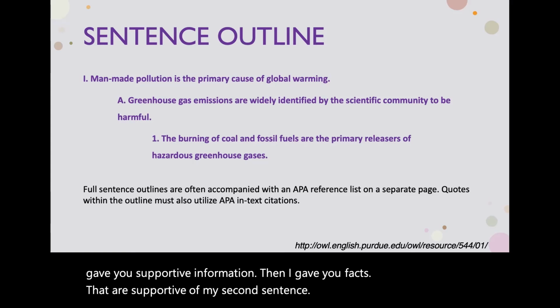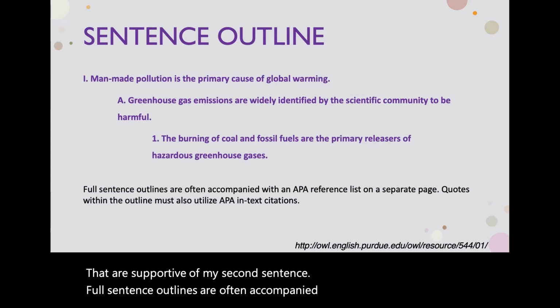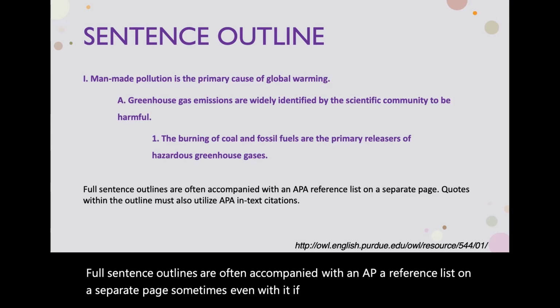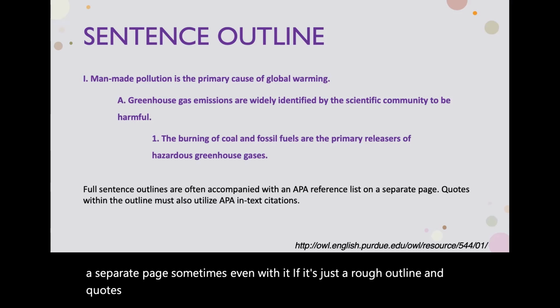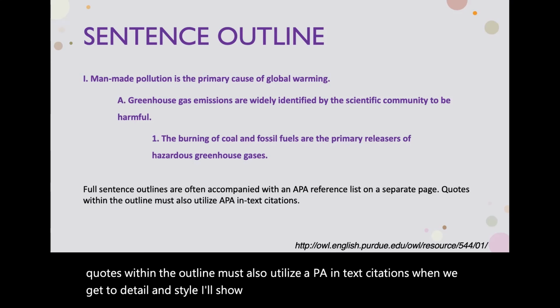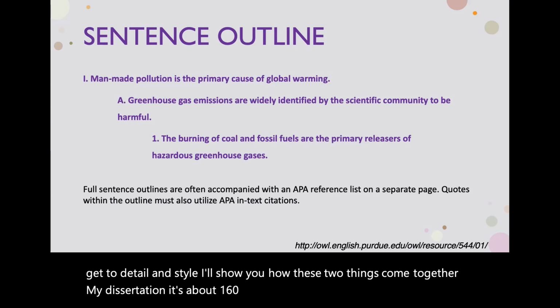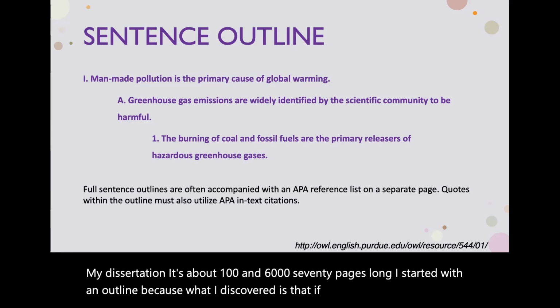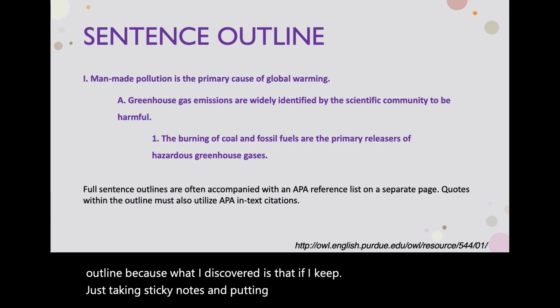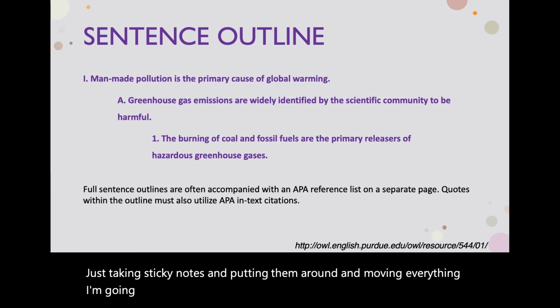Full sentence outlines are often accompanied with an APA reference list on a separate page, sometimes even with it, if it's just a rough outline. And quotes within the outline must also utilize APA in-text citations. When we get to detail and style, I'll show you how these two things come together. My dissertation is about 160, 170 pages long. I started with an outline because what I discovered is that if I keep just taking sticky notes and putting them around and moving everything, I'm going to eventually lose the connectivity and the coherence in my writing.